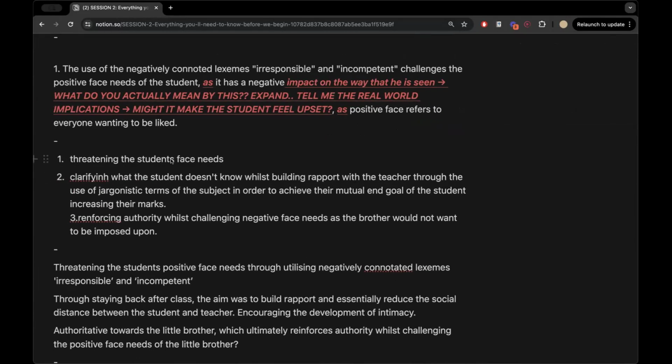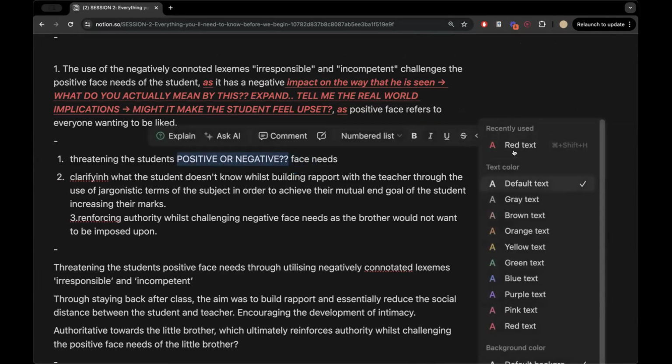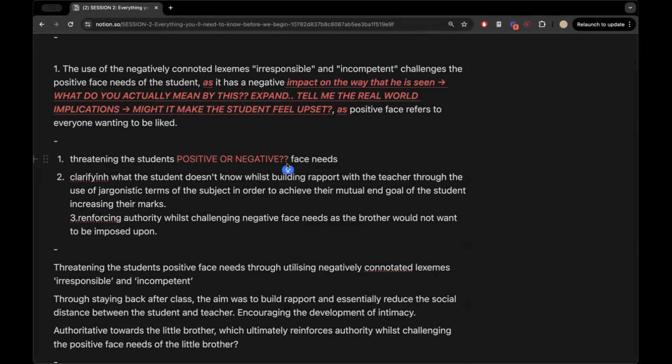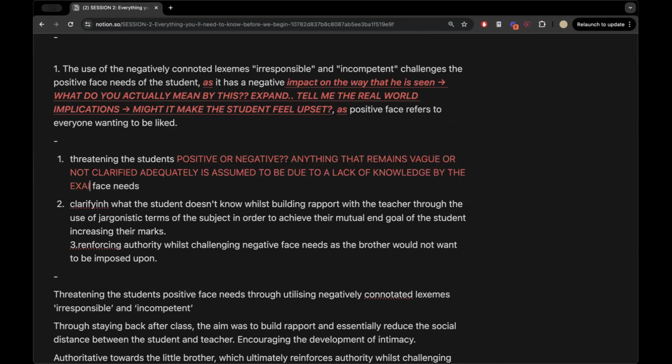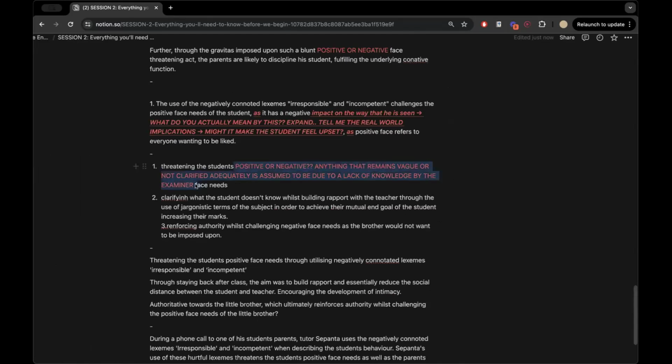Threatening students' face needs, which face needs, right? Positive or negative, right? You have to clarify. If you don't clarify, examiners will assume that you don't know. Anything that remains vague or unclarified, or not clarified adequately, is assumed to be due to a lack of knowledge by the examiner. This is very, very important. Anything that you don't adequately define.